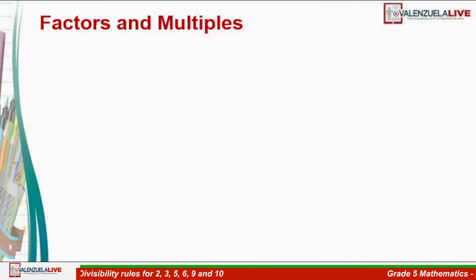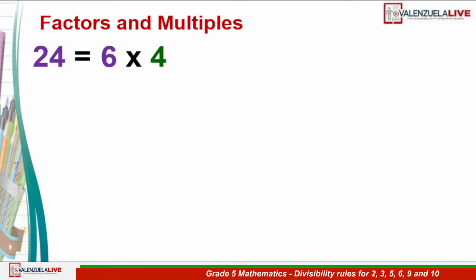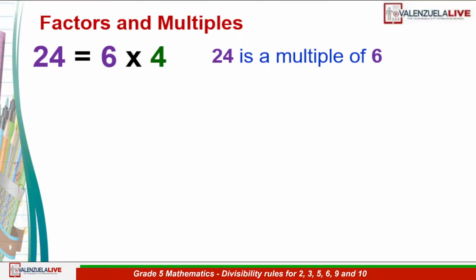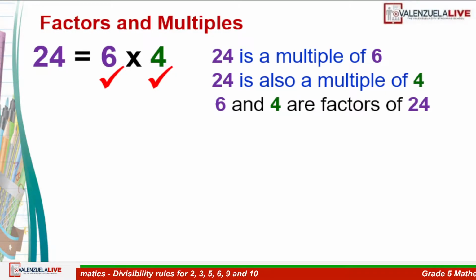Okay. How about factors? What's the difference between factors and multiples? In this example, we have 24 is equal to 6 times 4. 24 is a multiple of 6. Also, 24 is a multiple of 4. 6 and 4 are factors of 24.